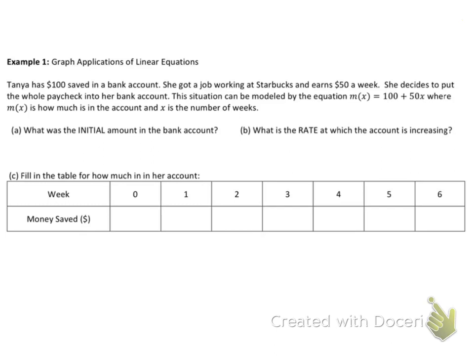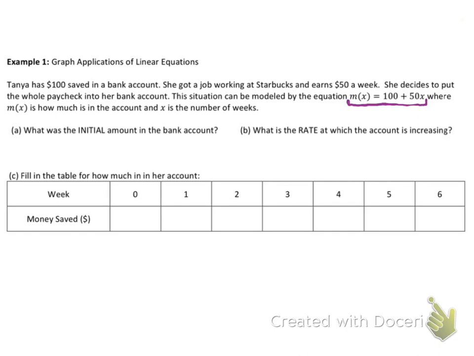Okay, so in this first example, Tanya has $100 saved in a bank account. She got a job working at Starbucks and earns $50 a week. She decides to put the entire paycheck into her bank account. This situation can be modeled by this equation. So that's an important part. M of x equals 100 plus 50x. That part right there is going to be very important.